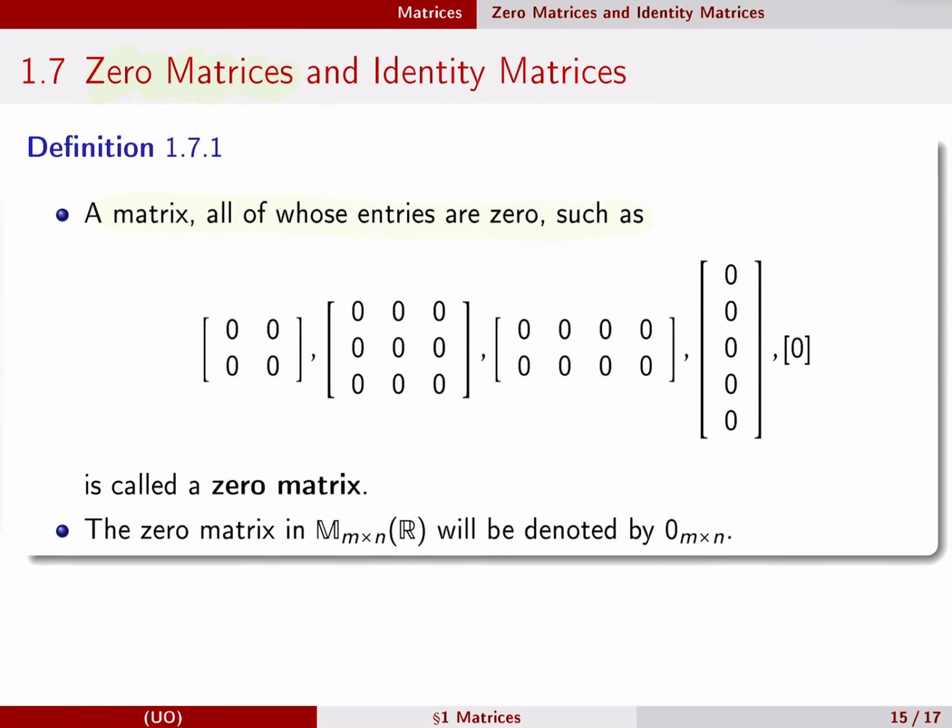And now we move on to the last section of this chapter. This last section is just about special matrices that are alive in the universe of matrices, the zero matrices and the identity matrices, which are basically the zeros and the ones for matrices.